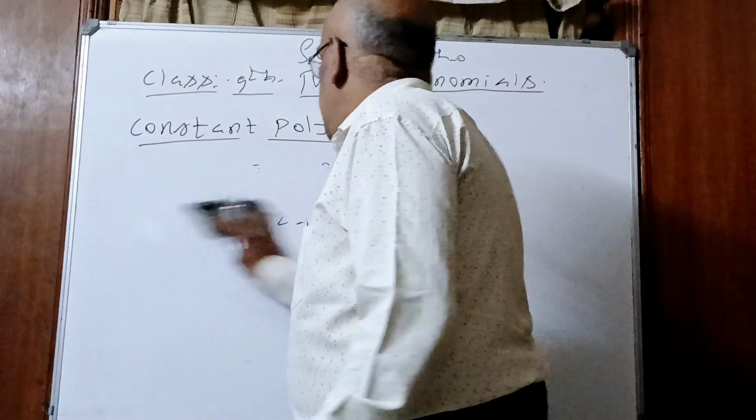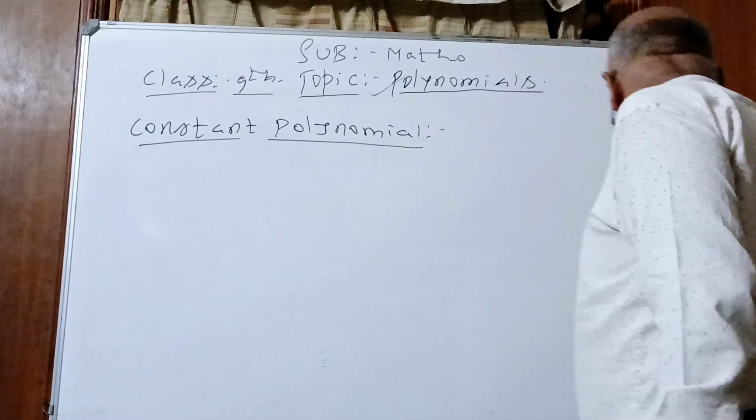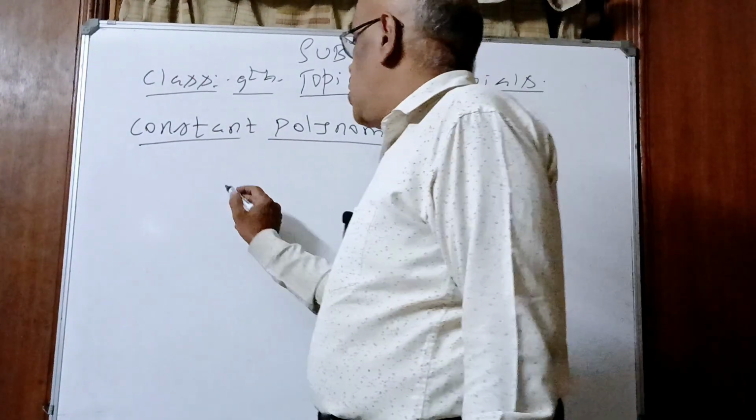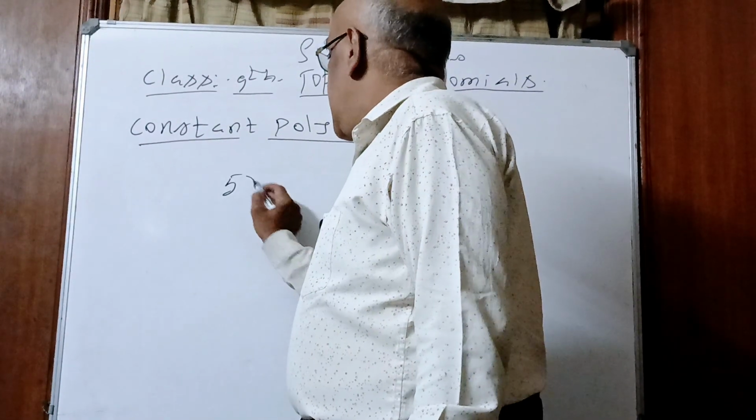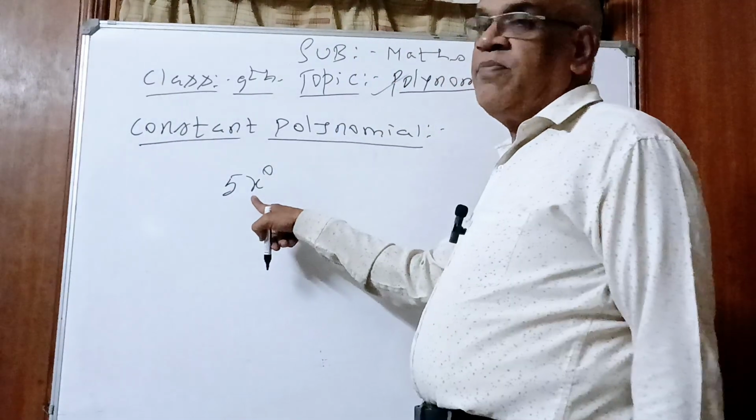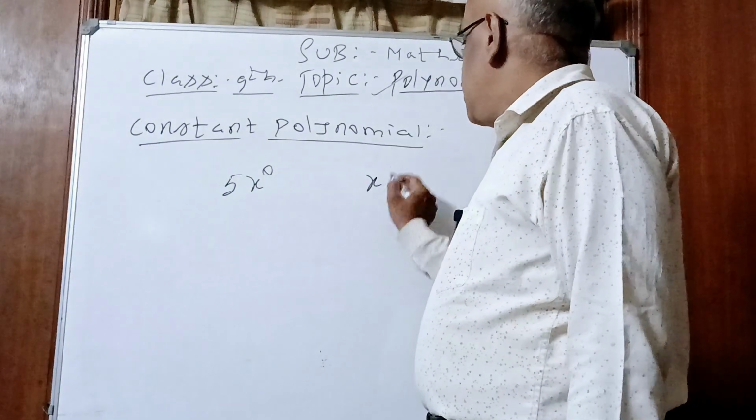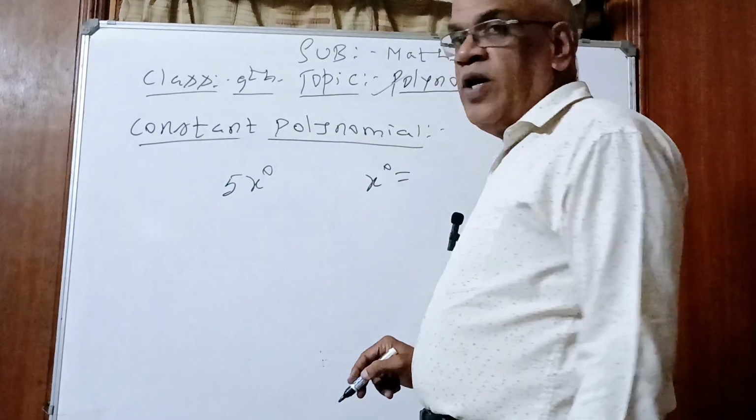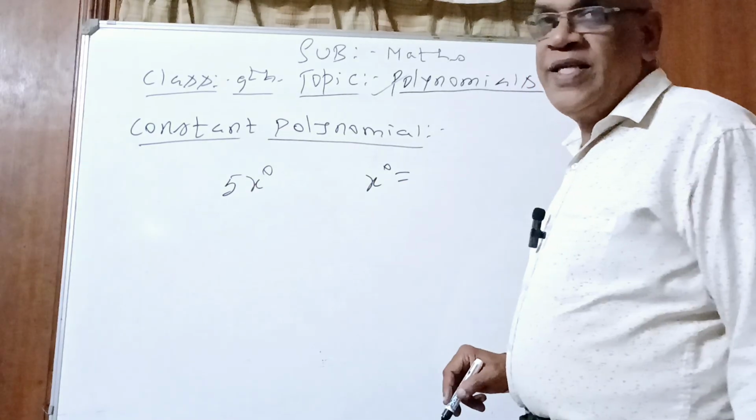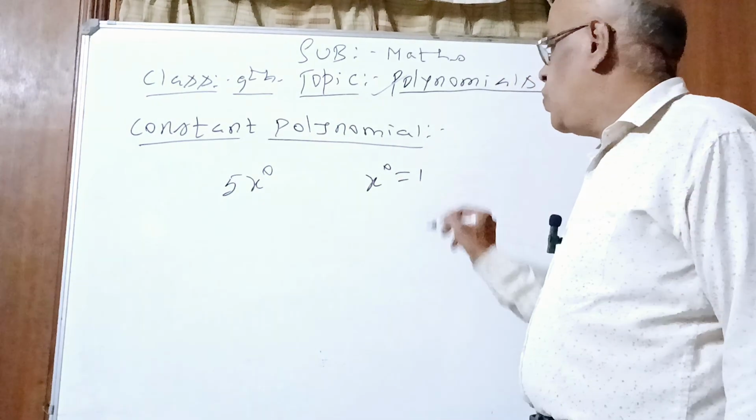Constant polynomial. What is constant polynomial? It's a polynomial in which degree of the variable is 0. Degree of the variable is 0. What is that? 5x to the power of 0. Variable is there, but what is its degree? 0. What does it mean? x to the power of 0. We studied in lower class laws of indices or laws of exponents. Anything to the power of 0 is 1.